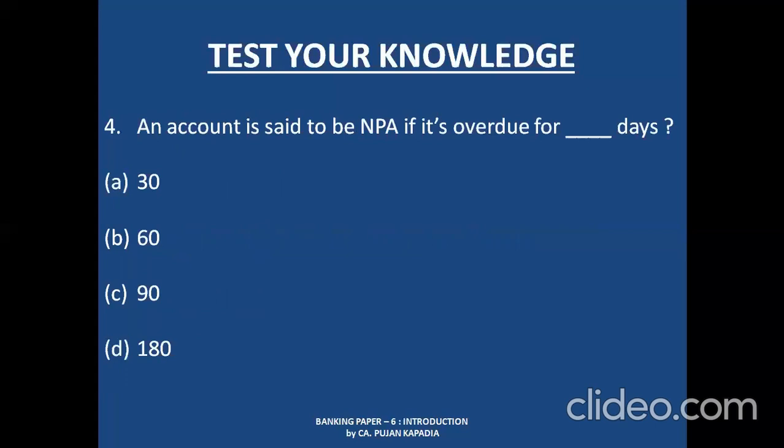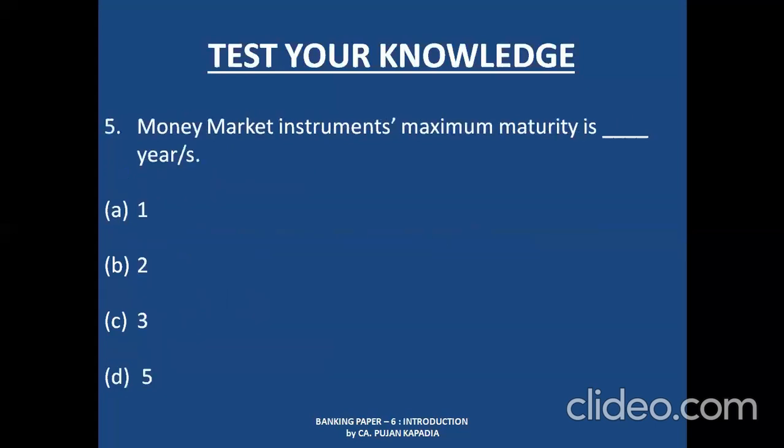An account is said to be NPA if it's overdue for, yes, the answer is C, 90 days. Fifth question: money market instruments' maximum maturity is dash years. The correct answer is option A, 1 year. We have discussed that the maximum maturity period a money market instrument can have is 1 year, because it is a short-term financial instrument.